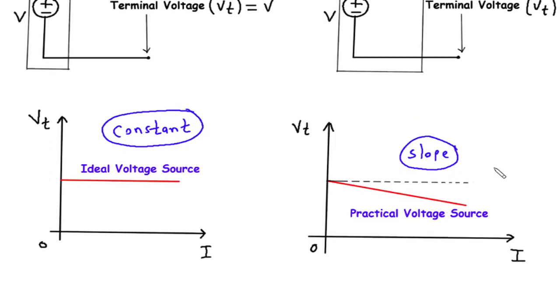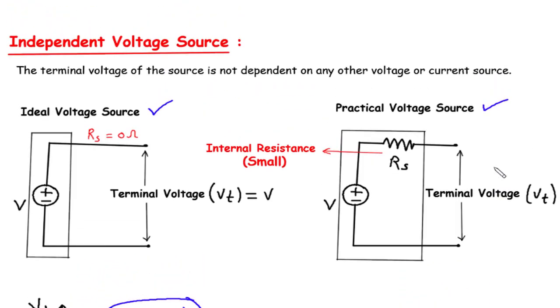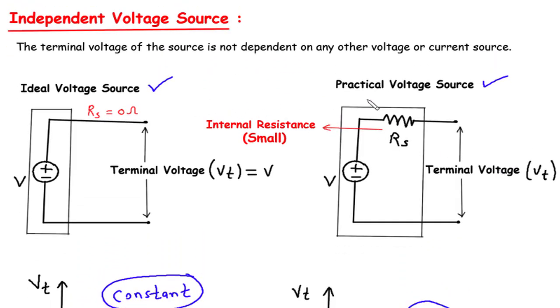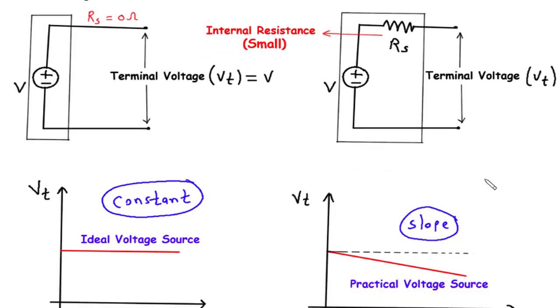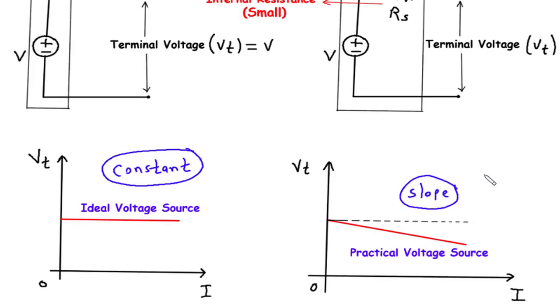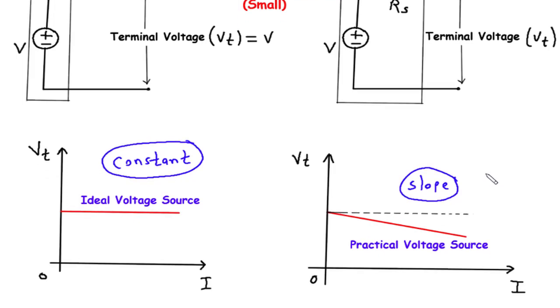And that concludes our exploration of the ideal and practical voltage sources. We've learned that while an ideal voltage source is a theoretical concept with zero internal resistance and a constant terminal voltage, practical voltage sources have internal resistance that causes a slight decrease in the terminal voltage as the current increases. Understanding the characteristics of these voltage sources is crucial in circuit analysis and design, as it allows us to account for the real-world behavior of electrical components and systems.